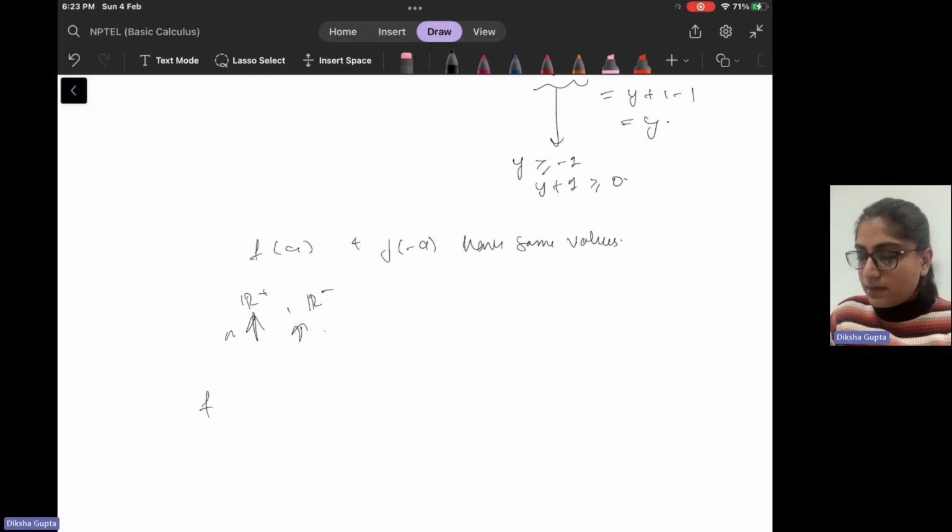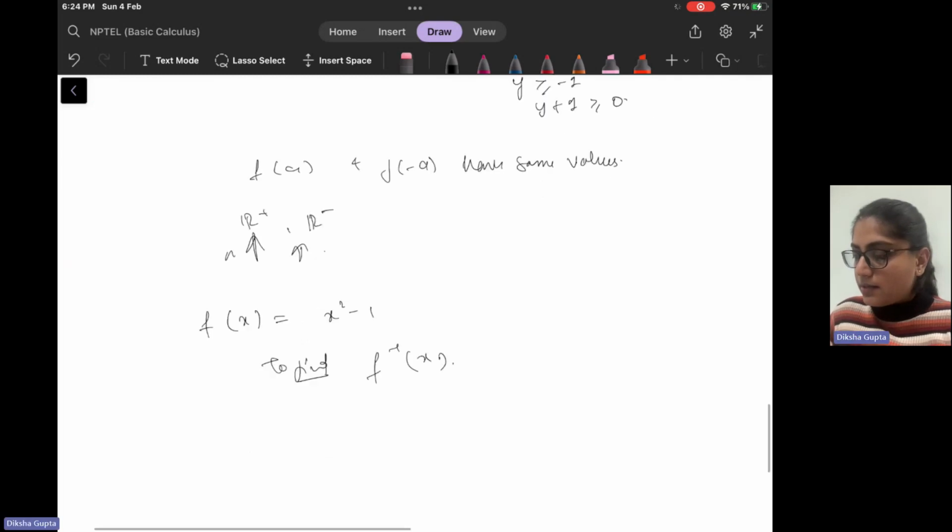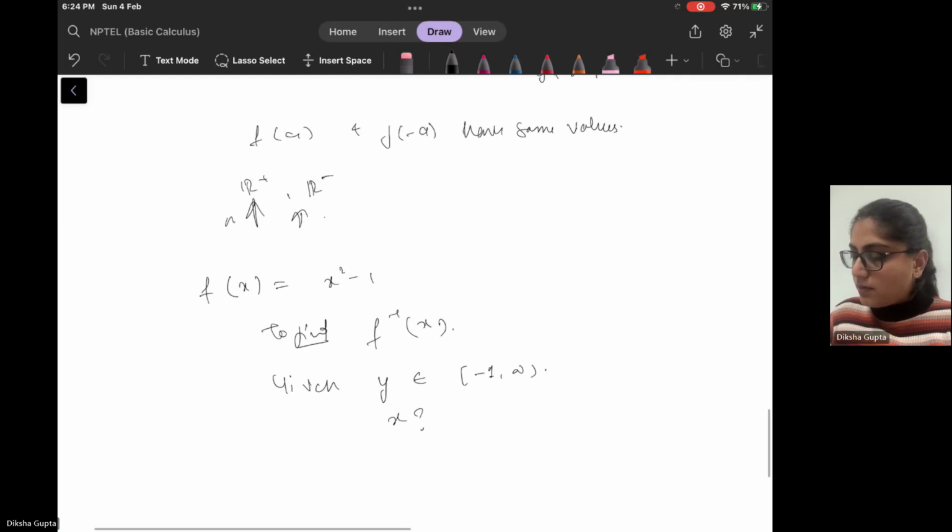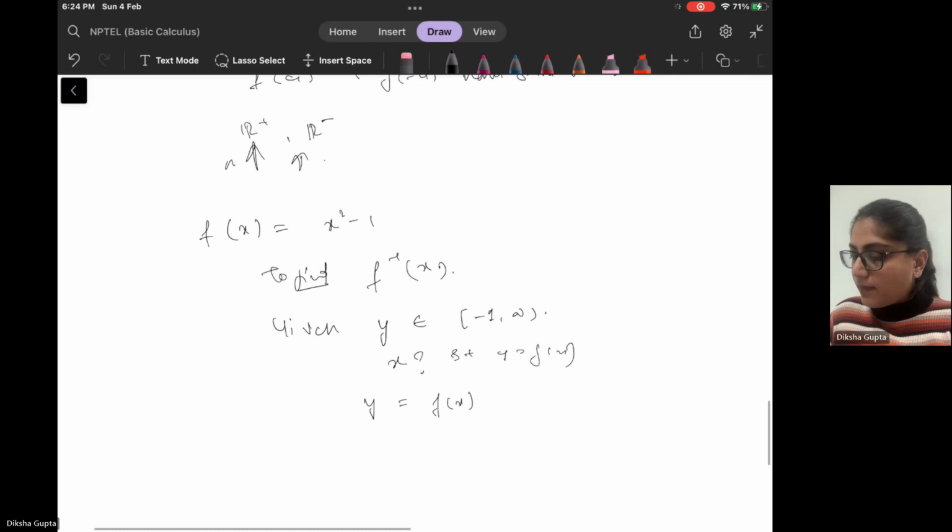Now see how to find the inverse. f(x) is given to be x square minus 1. We have to find f inverse x. Take y belonging to minus 1 to infinity from the range. We have to find x. So what do we do? Y such that y equals f(x). So y equals f(x), meaning y equals x square minus 1.